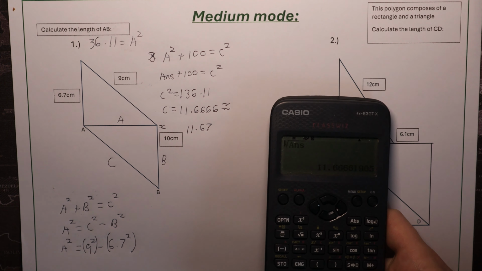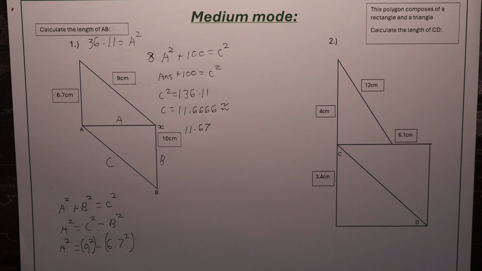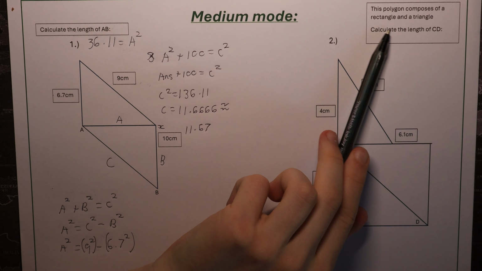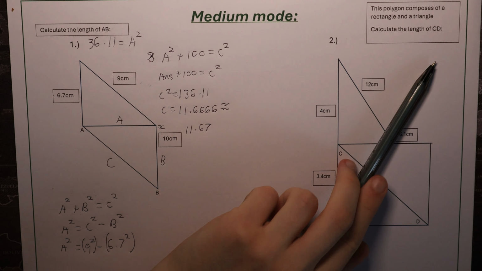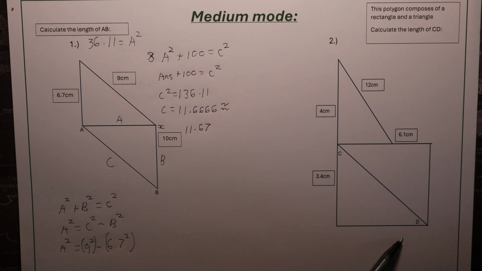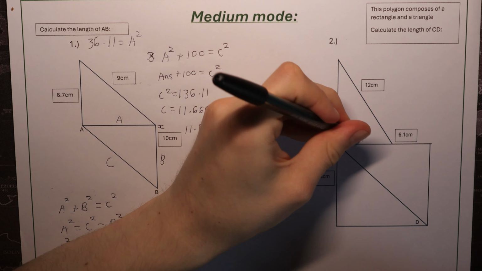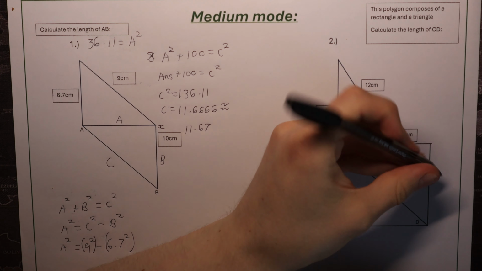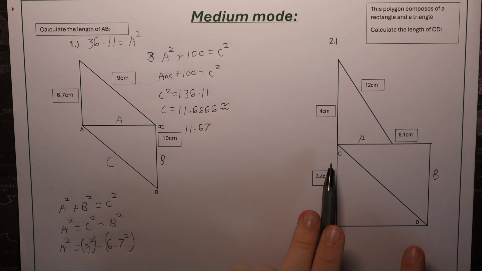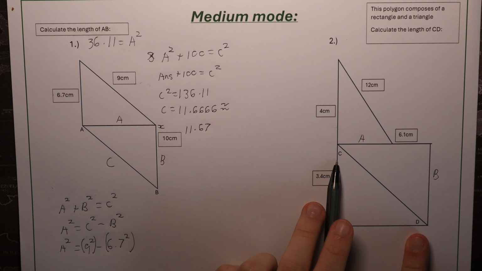Now, with question 2, we've got this more difficult question that this polygon composes of a rectangle and a triangle, and we need to calculate the length of CD. So CD, we see obviously is this. So from what we know, we need to find this, and I'll put this length as A, and we need to find this length as B to calculate CD as per Pythagoras' theorem.